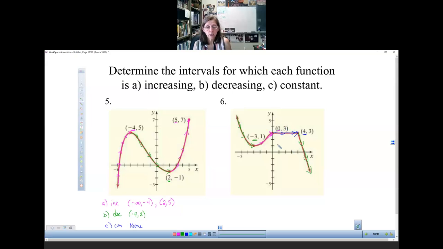Okay? All right. So there is only 1 interval where this function is increasing. And it increases from the x value of negative 3 to the x value of 0. That is not a point. Okay? It is a portion of the graph. It is the x values from negative 3 to 0.